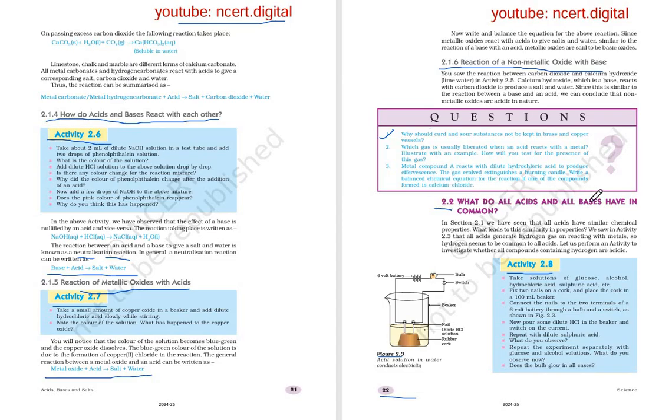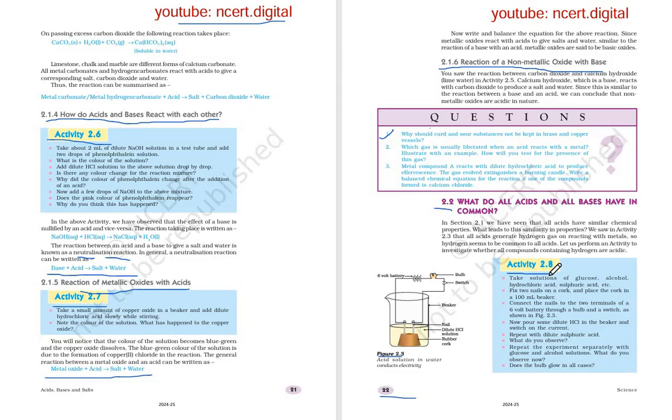2.2 What do all acids and all bases have in common? In section 2.1 we have seen that all acids have similar chemical properties. What leads to this similarity in properties? We saw in Activity 2.3 that all acids generate hydrogen gas on reacting with metals, so hydrogen seems to be common to all acids. Let us perform an activity to investigate whether all compounds containing hydrogen are acidic.